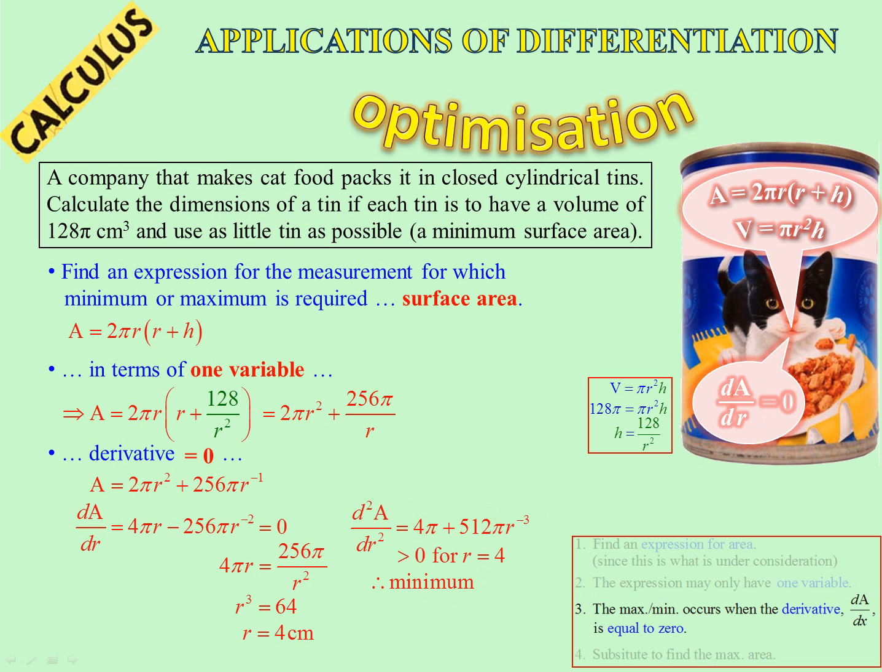Now, we haven't been asked for the minimum area itself. We haven't been asked for the actual area. We've been asked for the dimensions. So therefore, I need to take that r and substitute it into there to find the h. If we were asked the minimum area itself, I'd have put the r into the area formula. But I'm going to put r into there to get the height for minimum area, and there we are, h equals 8.